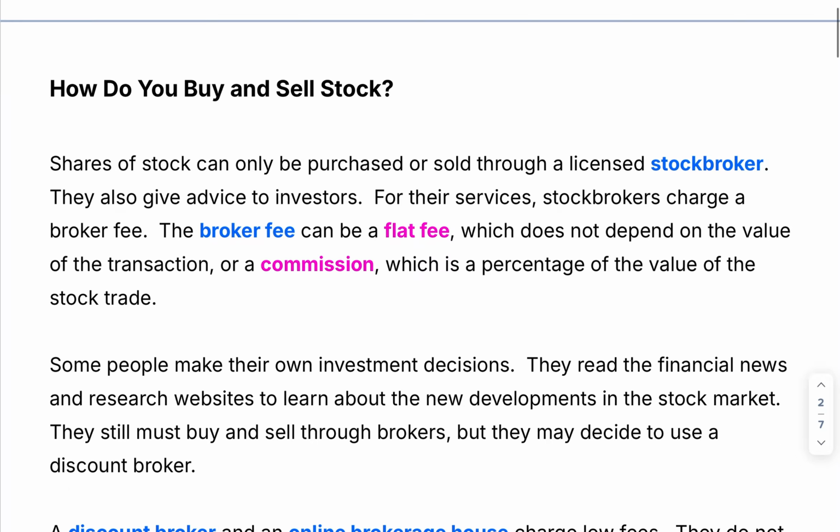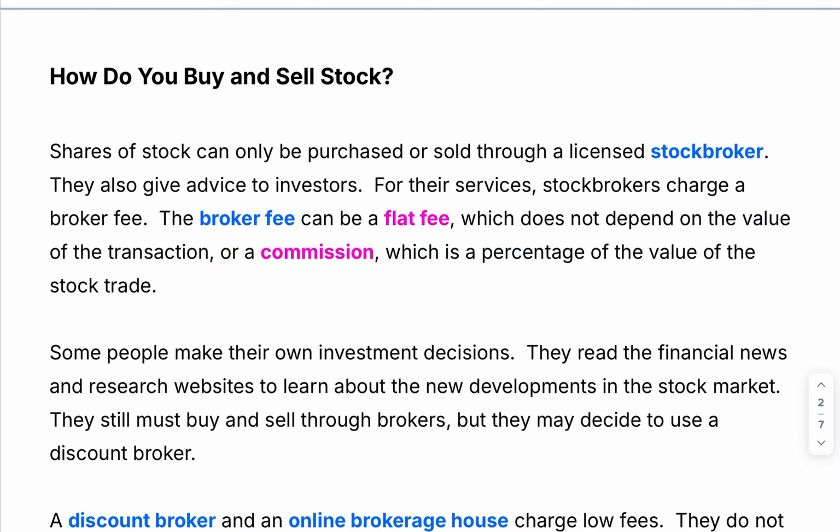So how do you buy and sell stocks? Well, you can't just go to the store and buy a share of stock. It actually has to be purchased or sold through a licensed stockbroker. Now, stockbrokers also give advice to investors. They don't have to, but that is something that they can do. And then for their services, stockbrokers will charge what's called a broker fee.